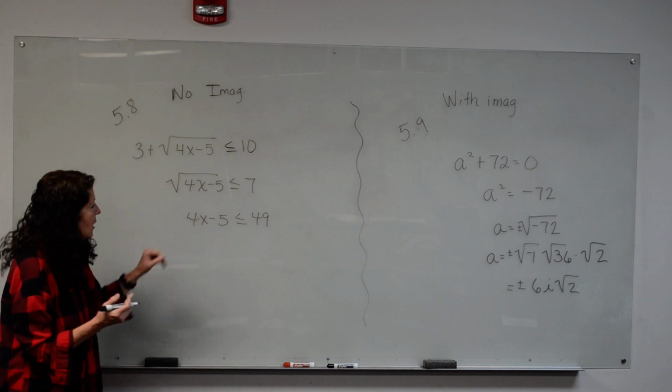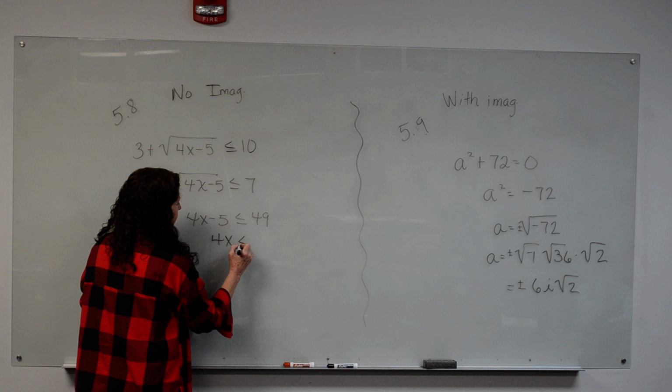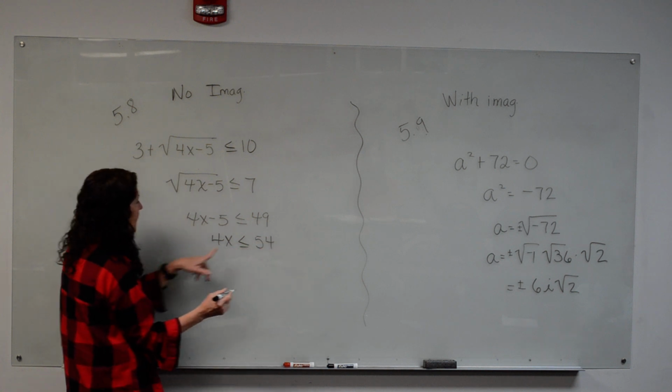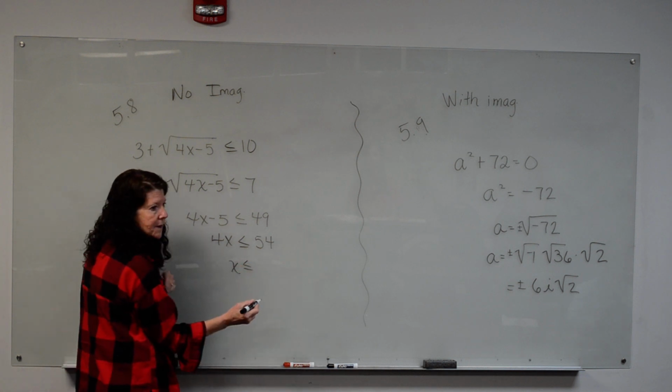Okay? Now I have to solve it. I'm going to add 5, which is going to be, what, 54? And then I'm going to divide by the 4. Somebody tell me what it is real quick.